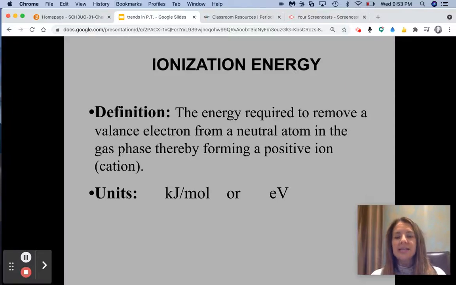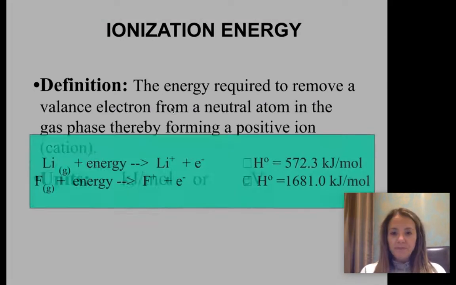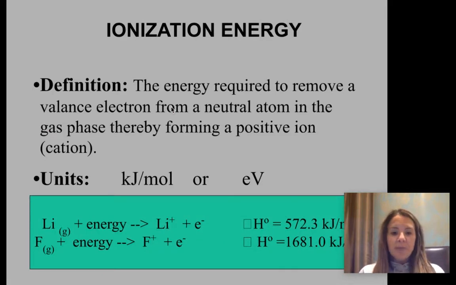Remember that ionization energy is the amount of energy needed to remove a valence electron from a neutral atom. So we can measure ionization energy in what is known as kilojoules per mole or in electron volts. So here's an example. Lithium, which is neutral, we would have to apply a certain amount of energy in order to remove an electron from lithium. And in doing so, lithium becomes a positive cation with a charge of +1. And there is that electron that we removed.